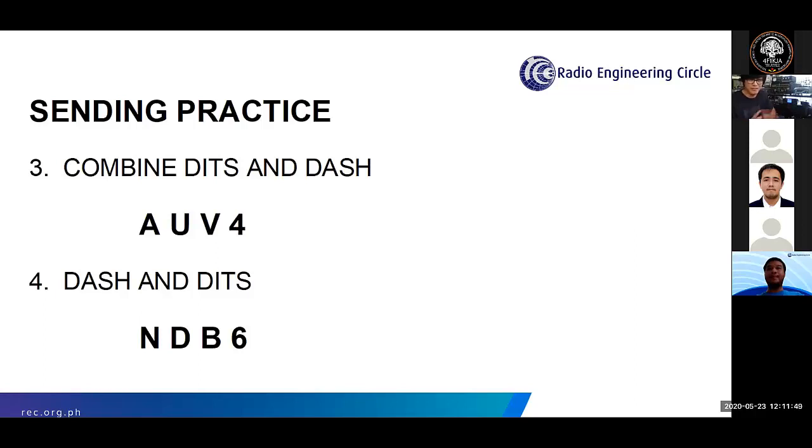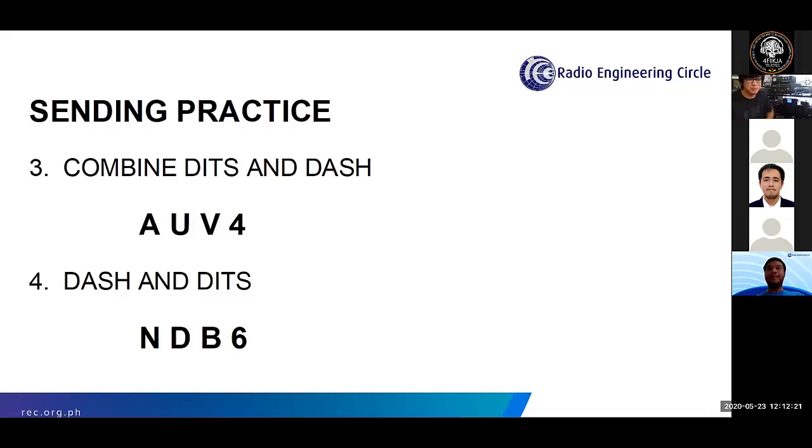Kasi pag masyadong mabilis na yung sending, which is normally in competition, it's really fast. Russians are notorious on that. They're sending 30 to 35 words per minute. It's like, ganun na talaga. So I really have a hard time decoding those. So you don't have time to decode that visually.